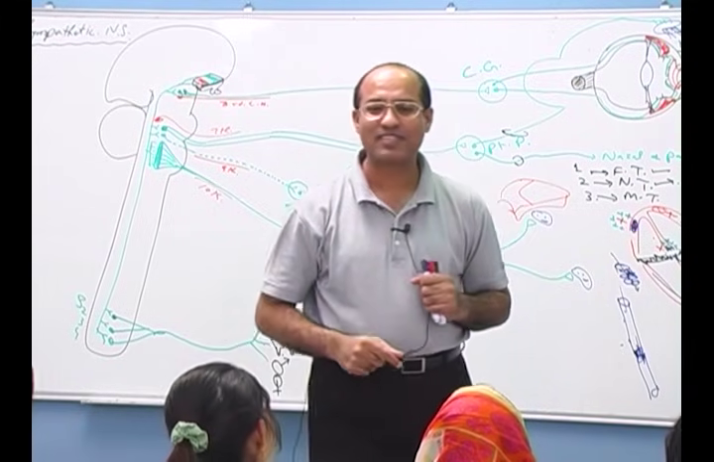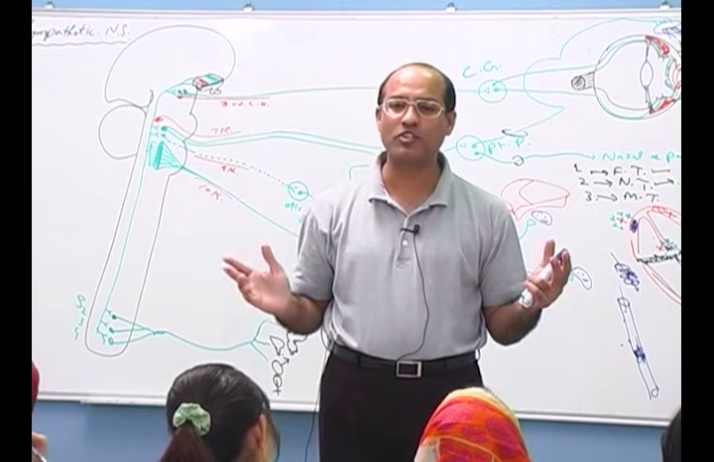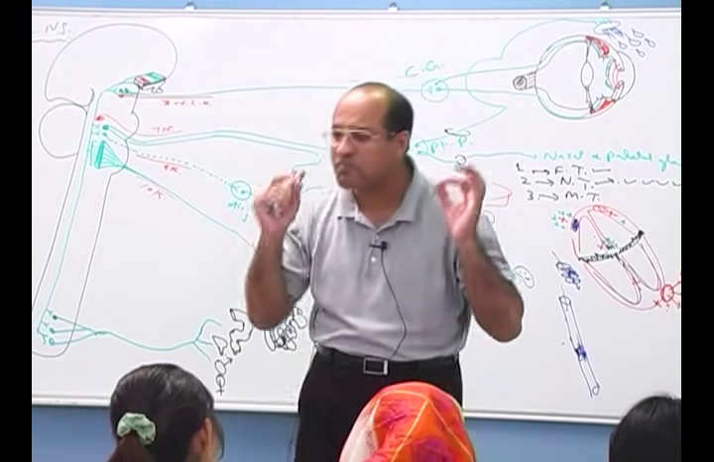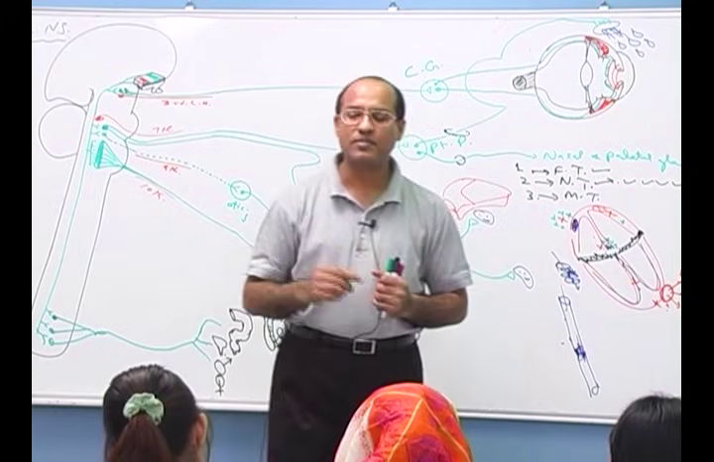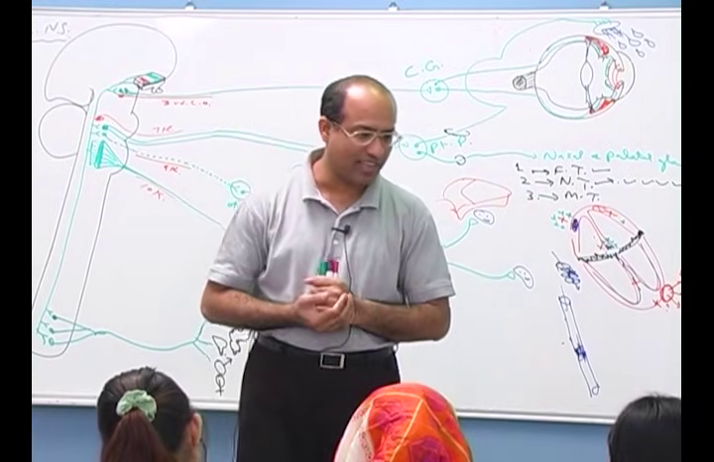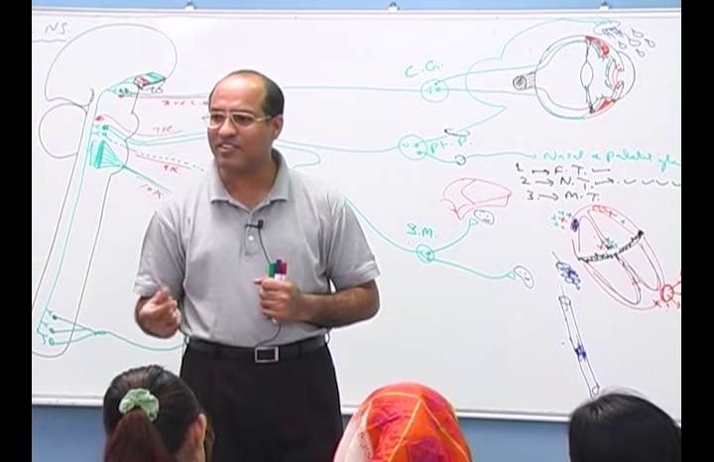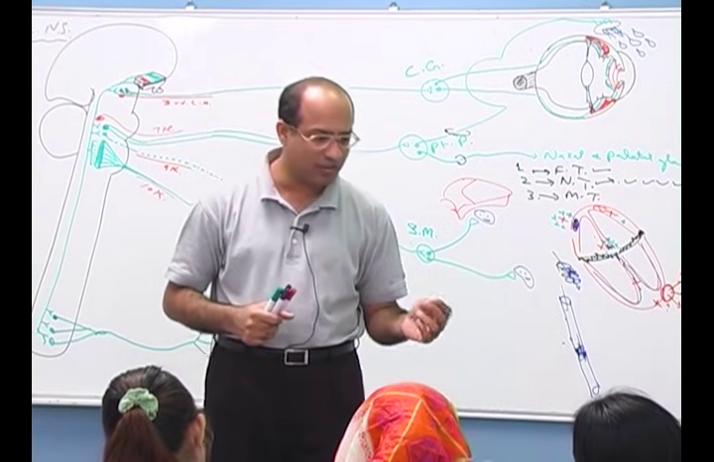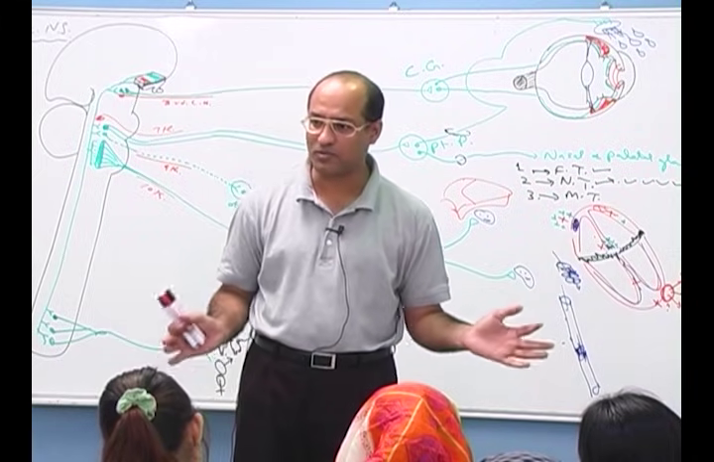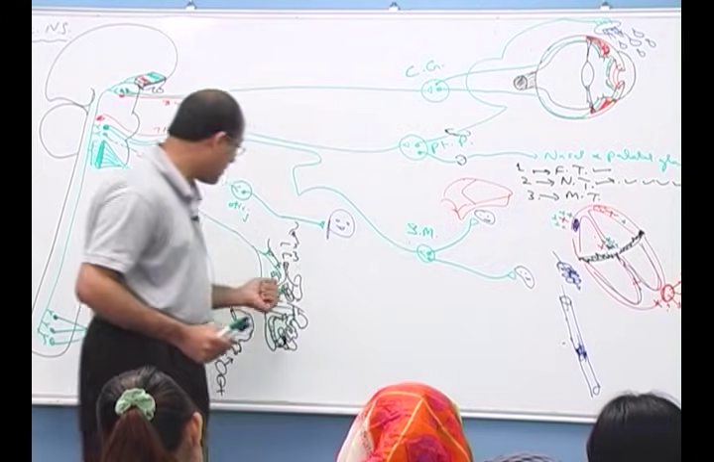Yes. Please tell me. SA node is supplied by the right vagus and AV node is supplied by the left vagus. It's such an important clinical thing. When it's so important, I don't know how to further emphasize it. Right vagus supplies SA node and left vagus supplies dominantly AV node. I will not go into embryology of heart, of course. Right?